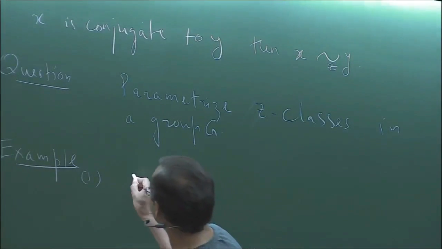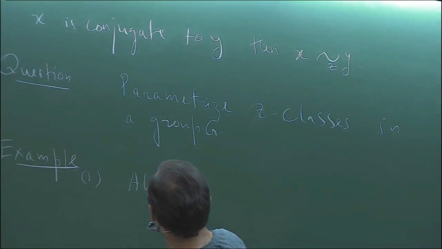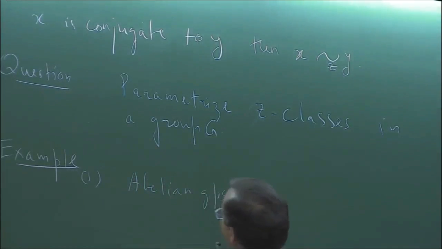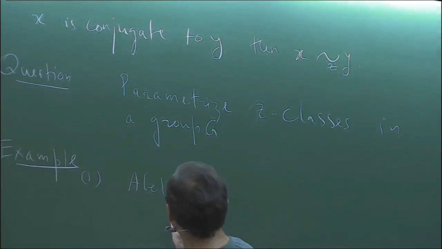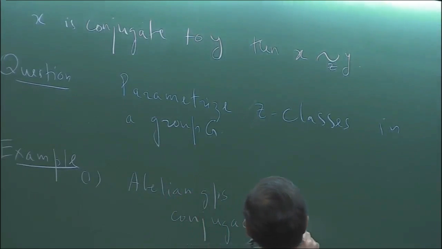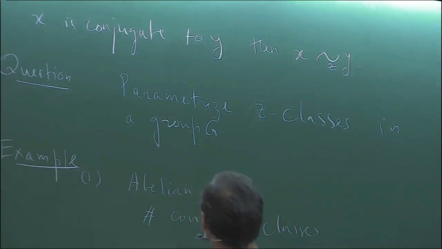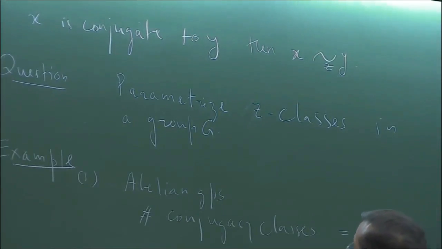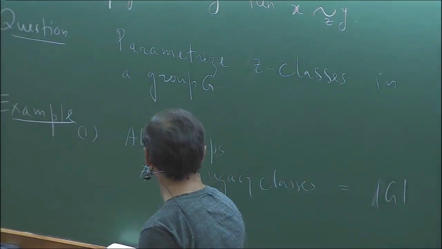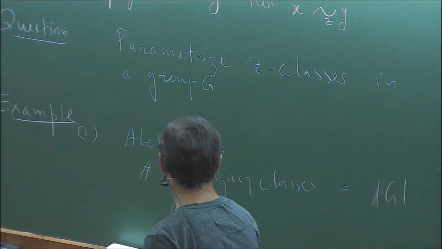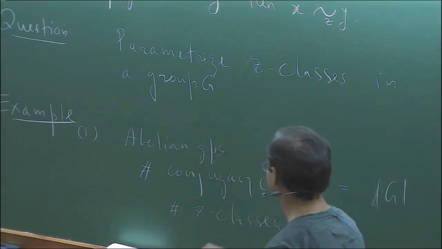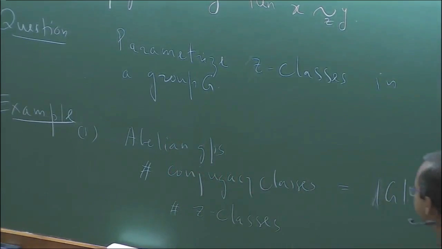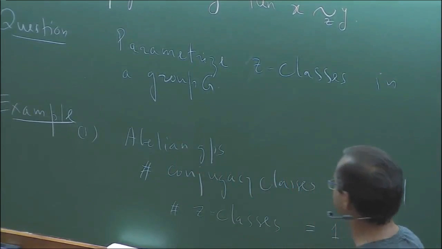So what happens in an abelian group? Here conjugacy classes are single elements, so there are as many conjugacy classes as the number of elements in the group, the size of G. What happens to G-classes? The centralizer of every element is the whole group, so there is only one G-class.